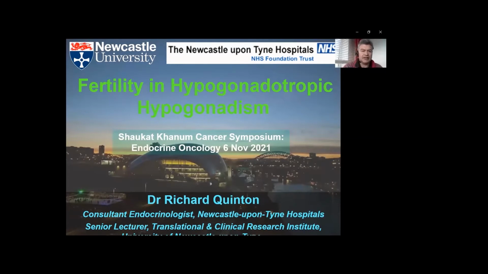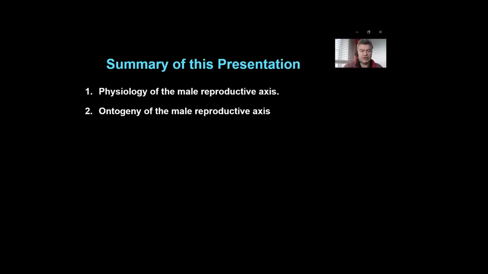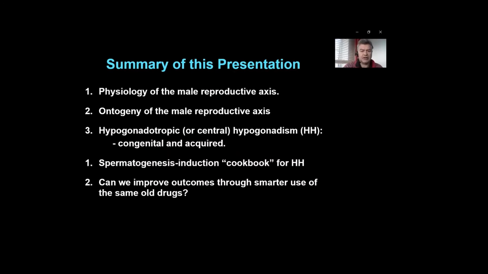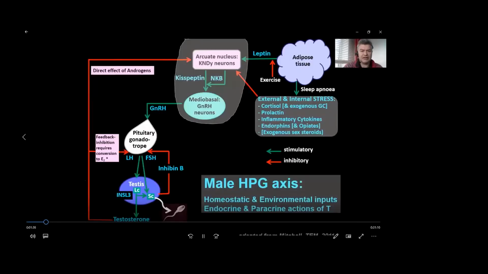So today we're going to talk about fertility in hypogonadotrophic hypogonadism, and you'll forgive me if I concentrate more on congenital hypogonadotrophic hypogonadism, because that's where things are more difficult and more challenging. In this presentation, I talk about the physiology of the male reproductive axis, the ontogeny, hypogonadotropic or central hypogonadism, congenital versus acquired, to give you a kind of sperm induction cookbook for hypogonadotrophic hypogonadism, and thinking about whether we can improve outcomes through smarter use of the same old drugs. And this will be interspersed with illustrative clinical cases.